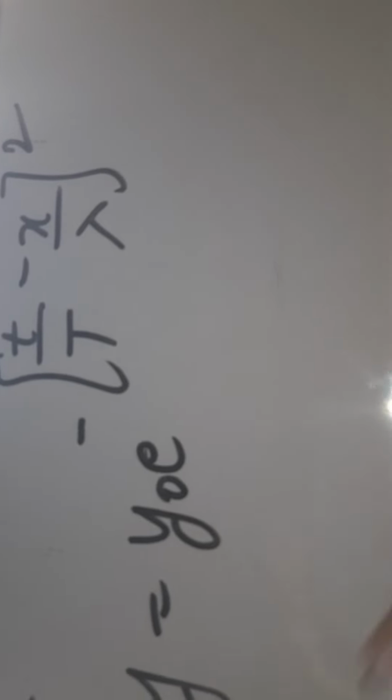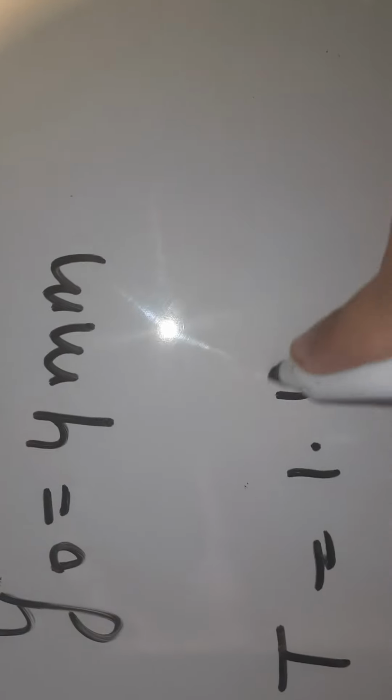So in the question the given function was y equals y naught e power minus (t by T minus x by lambda) whole square. They gave you the value of y naught equals 4 millimeters, the value of T equals 1.0 seconds, and the value of lambda equals 4 centimeters. Now you need to find velocity.